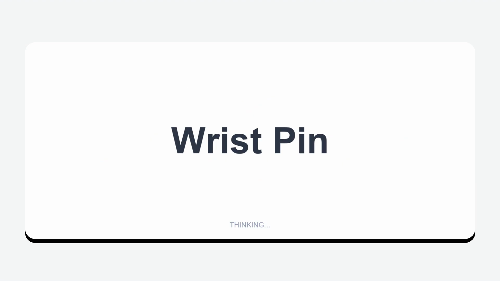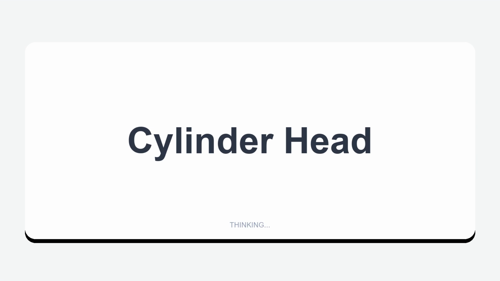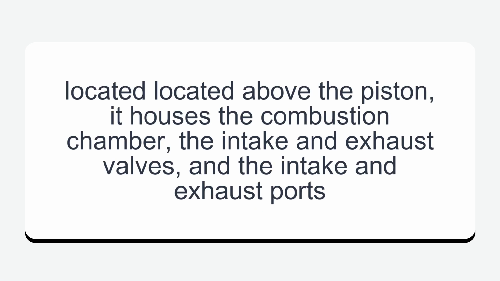Wrist pin. Connects the piston to the connecting rod, and forms a pivot point for the small end of the connecting rod to move on. Cylinder head. Located above the piston, it houses the combustion chamber, the intake and exhaust valves, and the intake and exhaust ports.